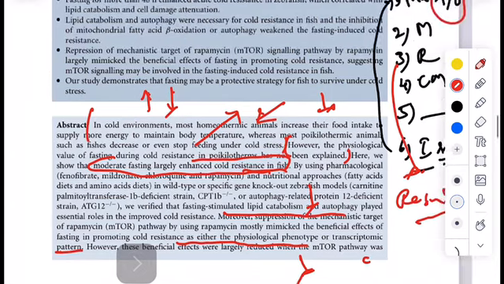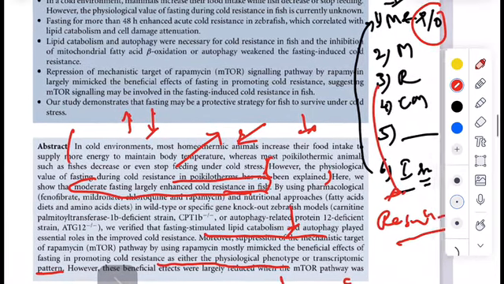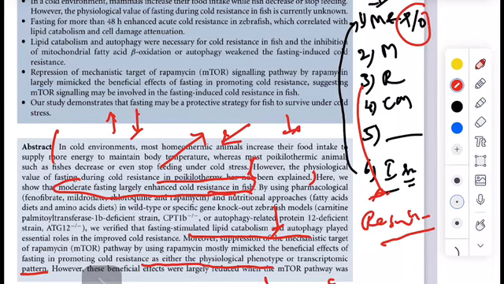So this is the way that we have to write the abstract of a research paper. We must first present the motivation. The motivation for this one is that homeothermic animals take in food, but poikilothermic animals do not take food when they are exposed to these cold conditions.